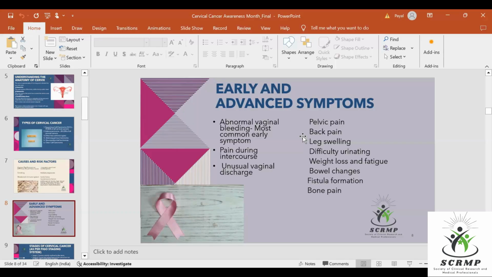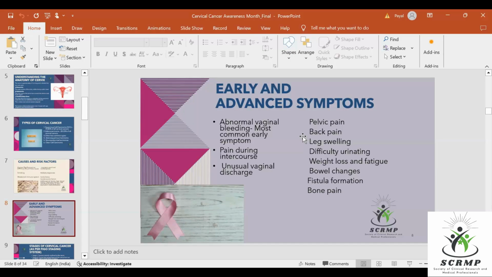And postmenopausal bleeding. If a woman has attained menopause, that means she no longer has normal menses, and if she is still having postmenopausal bleeding, that is a very important thing not to ignore. 20 to 30% of older women present with this kind of symptom. Bleeding might start as light spotting, but over a period of time it becomes heavier.